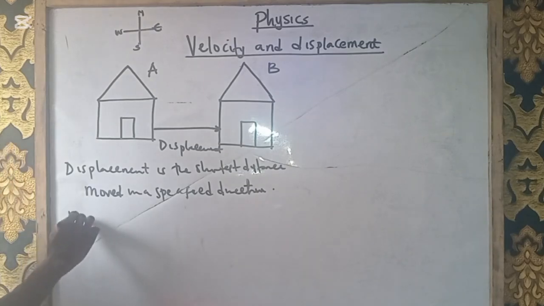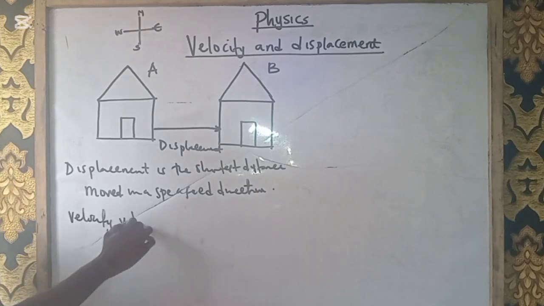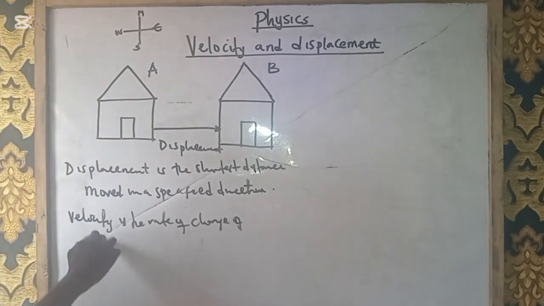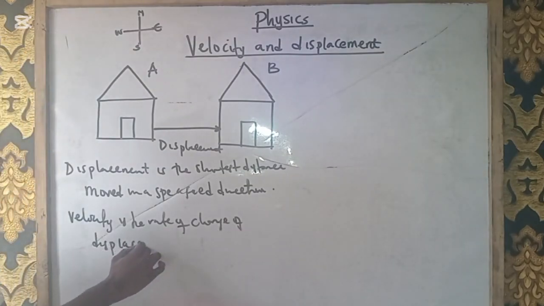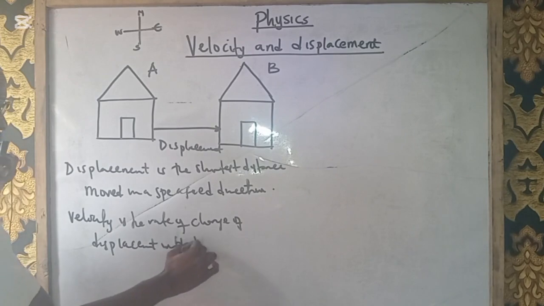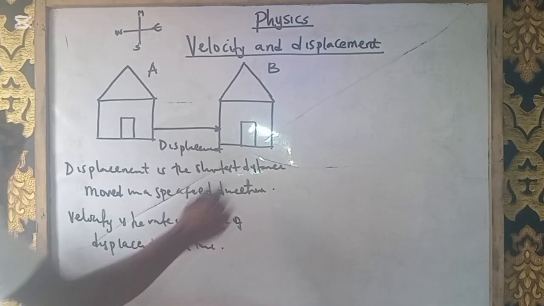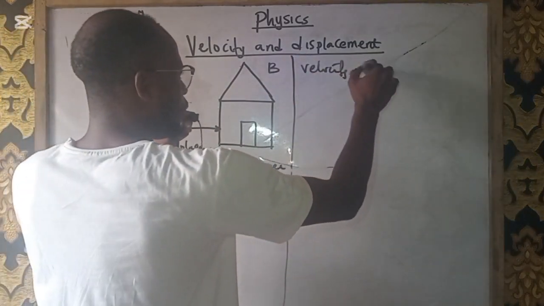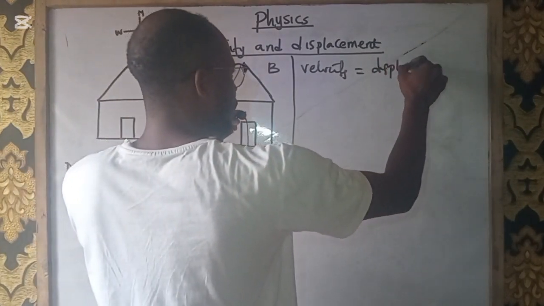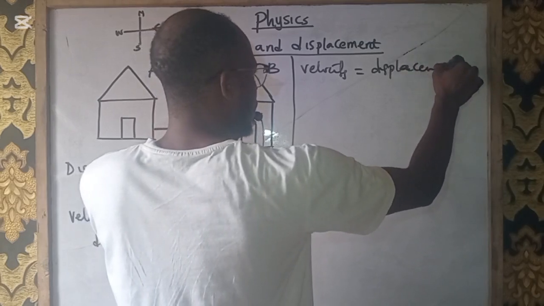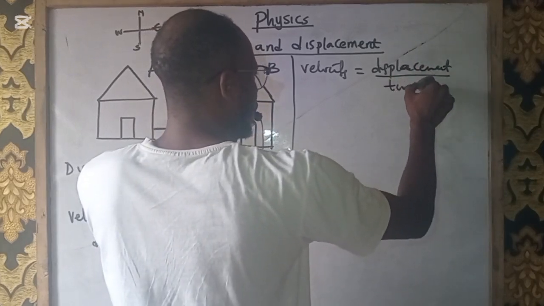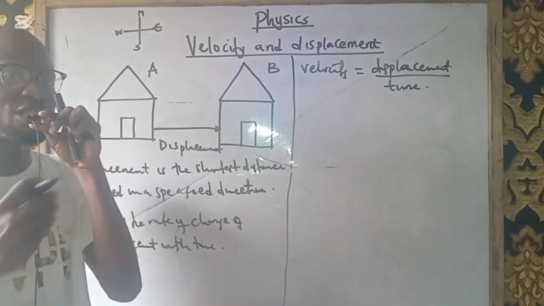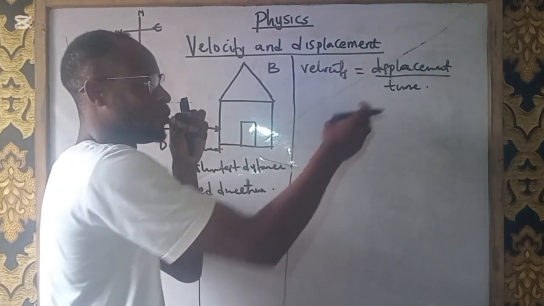So velocity is the rate of change of displacement with time. This is the definition of velocity. So mathematically, velocity will be displacement over time. Unlike speed, actually, I don't want to tell you the answer, but let me just tell you. Speed is distance over time, while velocity is displacement over time. So that is just their difference.